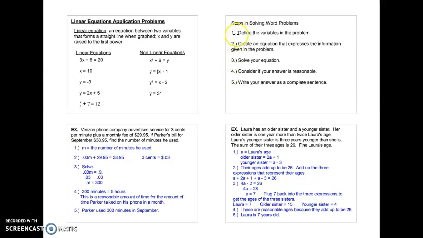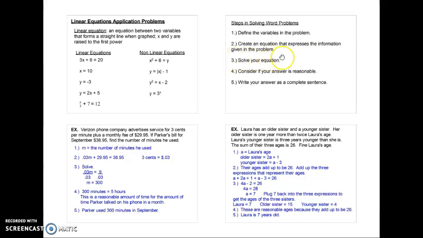So step number 1 is to define the variables in the problem. Whatever letter you're using, whether it's x, y, m, l, n, a, whatever variable you choose, you need to define it. You need to say in words, what is that variable actually equal to? That's just using words. Then, step 2, you're going to take that variable that you just defined and use it to create an equation that expresses the information that was given to you.